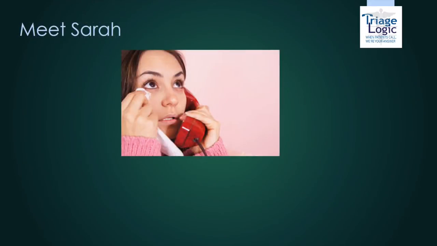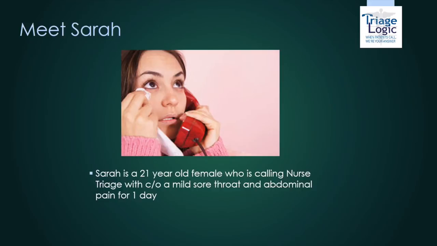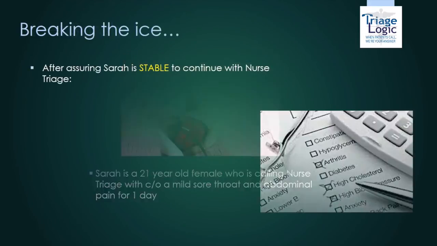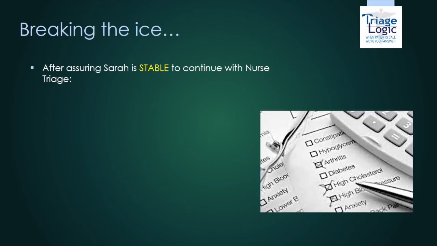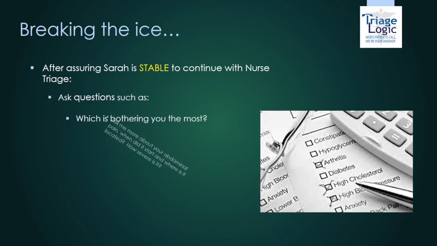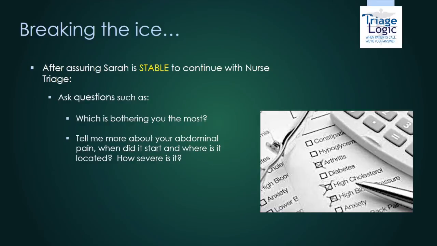Let me give you an example. Meet Sarah. She's a 21-year-old female who's calling with complaints of a mild sore throat and abdominal pain that she's had since yesterday. After assuring that Sarah has no symptoms that would prompt her to activate 911, the nurse should ask questions like, which symptom is bothering you the most? Or, tell me more about your abdominal pain. When did it start? Where is it located? And how severe is it?